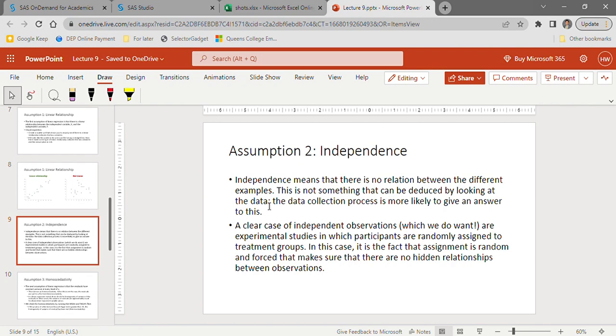Our second assumption, independence. Independence means that there's no relationship between the different examples, right? This isn't something that you can do by looking at the data. What you need to do is you need to know how the data essentially was collected, right? So let's pause for a second here. How do we know about independence? Let's think back to our previous classes. I'll give you a hint. There's a couple of different ways to go ahead and set up these data collection protocols. All right, so take a second.